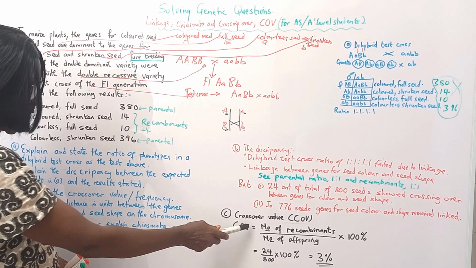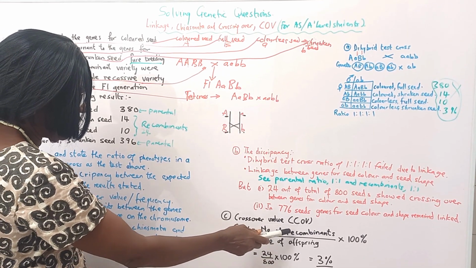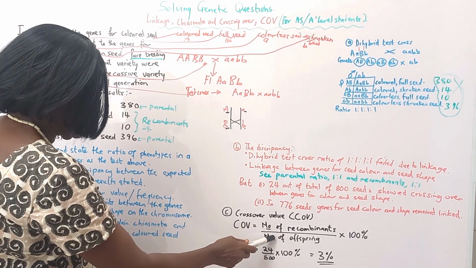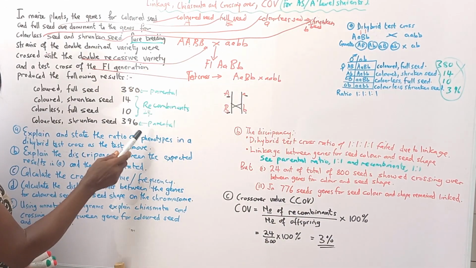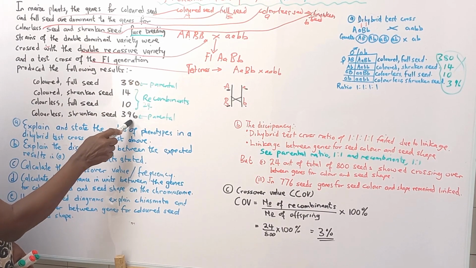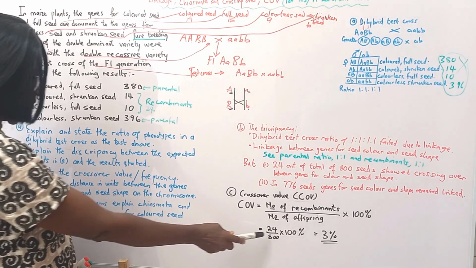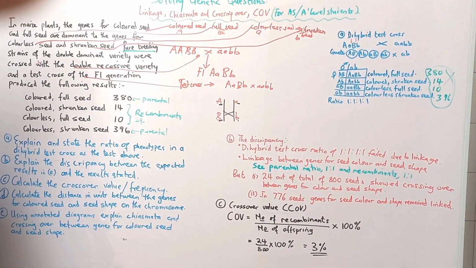This is the equation that is useful. The crossover value is the number of recombinants over the total number of offspring times 100%. The number of recombinants is 24. The total number of offspring is 800, times 100%, which will give us 3%. So that's the crossover value.